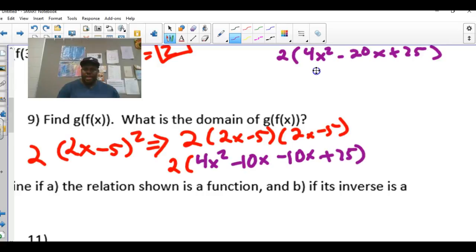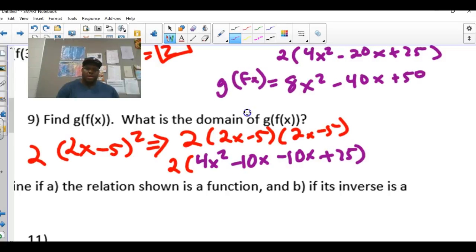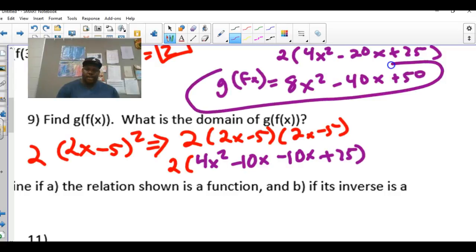Now, the last thing I'm going to do is distribute the 2 to give me a total of 8x squared. I don't know why I made that a 4th. 8x squared minus 40x plus 50. Let me see. Yeah, that looks good. 8x squared minus 40x plus 50. Guys, this is g of f of x, okay? And that is number 9. Now, moving on to number 10.